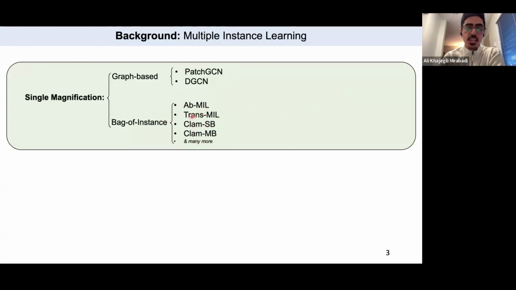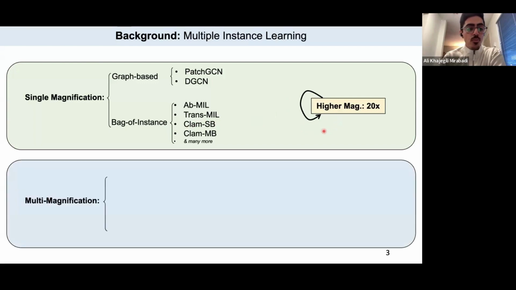And these are basically attention-based or transformer-based models that try to model the patches and instances in whole slide images with this type of heuristics. So the idea of these methods is focusing only on one magnification, usually 20x, which is a bit limited, and this is not the way that pathologists diagnose in the clinical workflow.